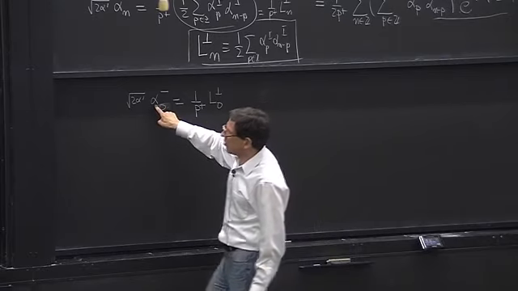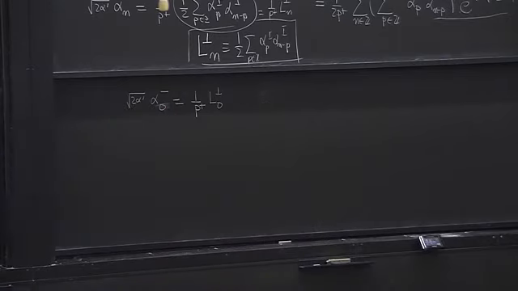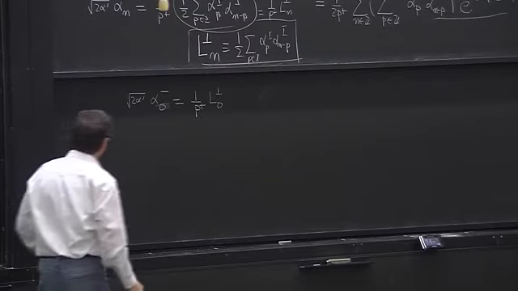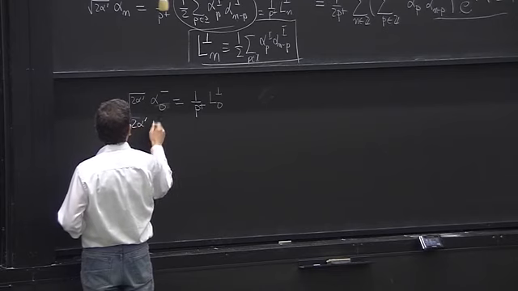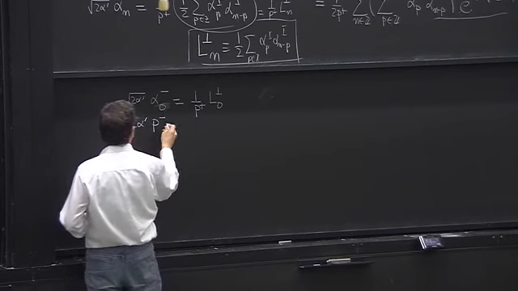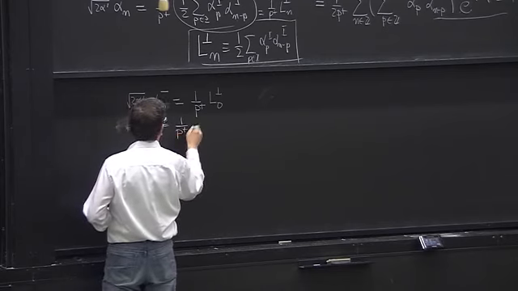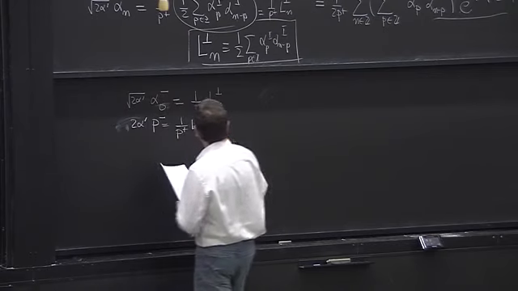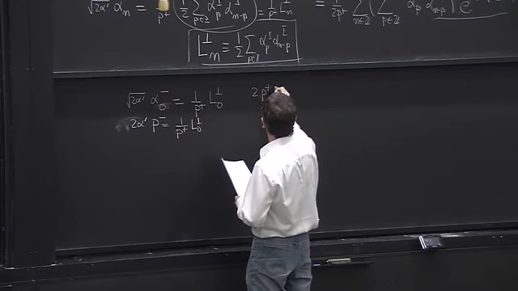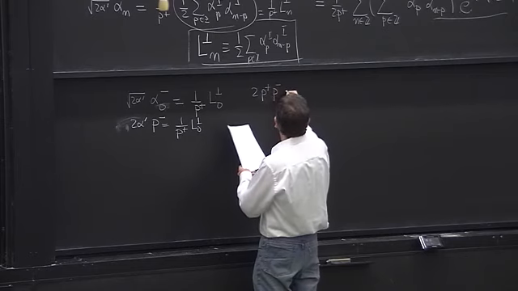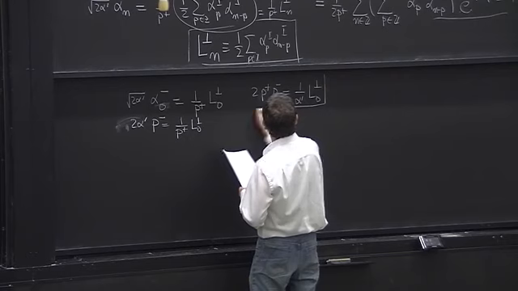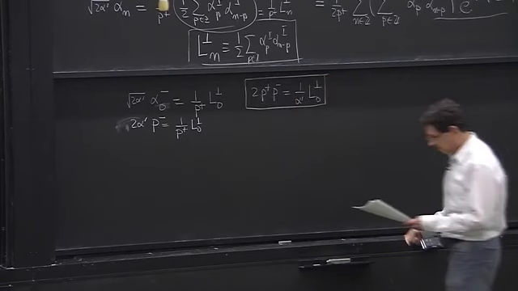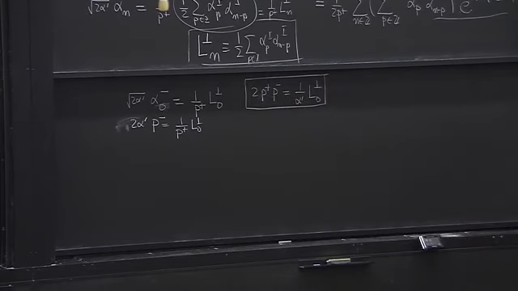Now, alpha_0^- is square root of 2 alpha prime p^-. So this is square root of 2 alpha prime p^- is equal to 1 over p^+ L_0^perp. So 2p^+ p^- is 1 over alpha prime L_0^perp. And why is this important? Well, we'll see very soon.